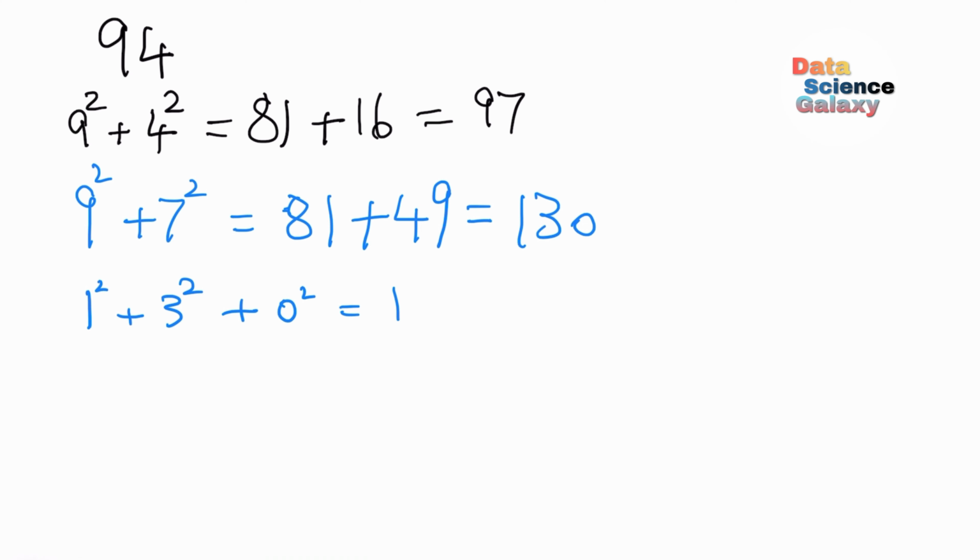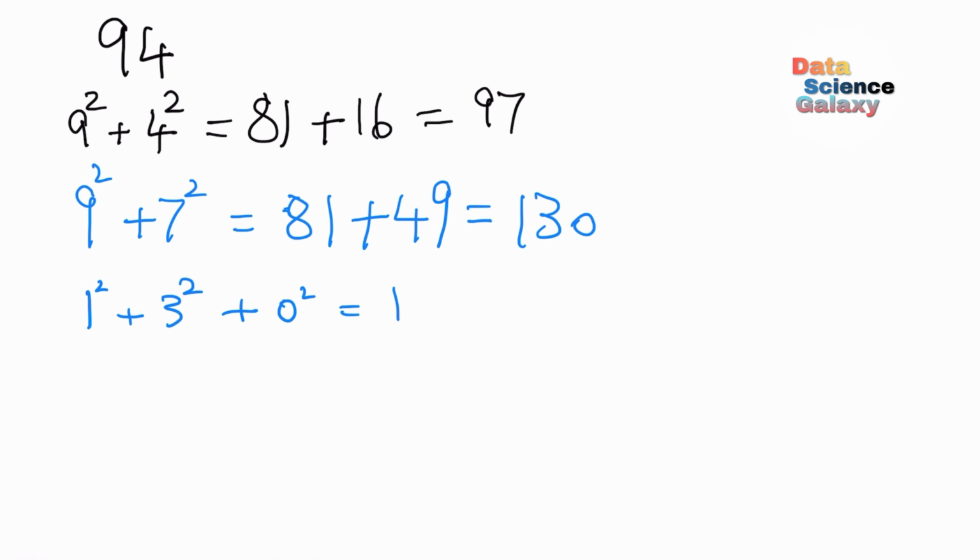1 square plus 0 square is equal to 1 plus 0, that is equal to 1. Now, if you observe, we have arrived at 1. So a number which arrives at 1 in this manner is a happy number.